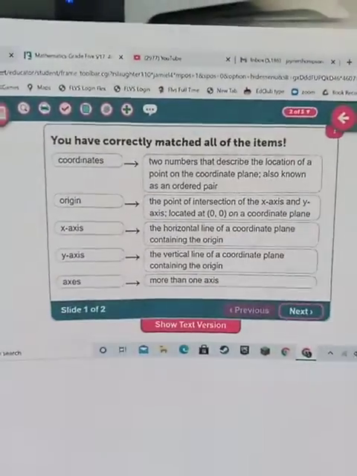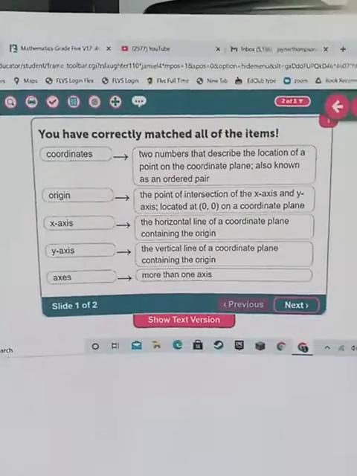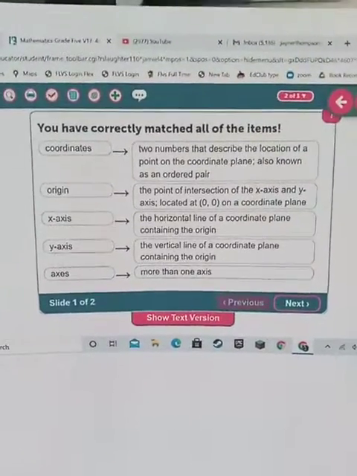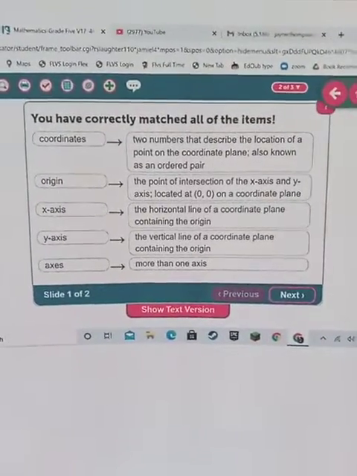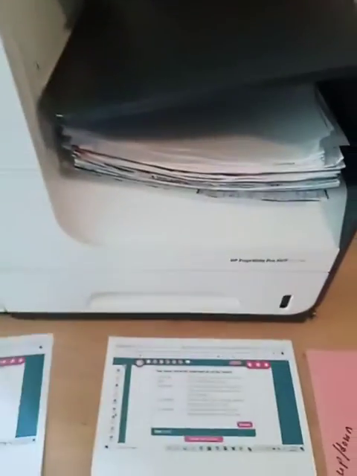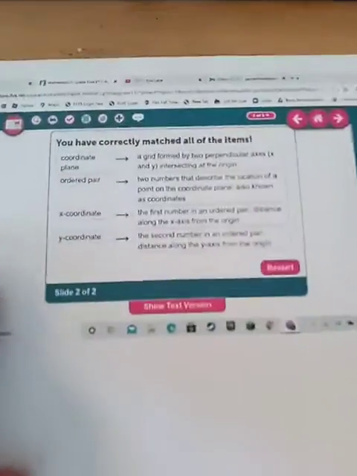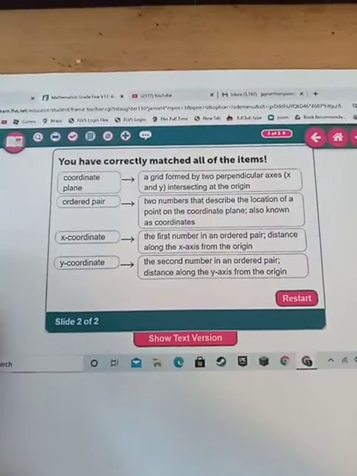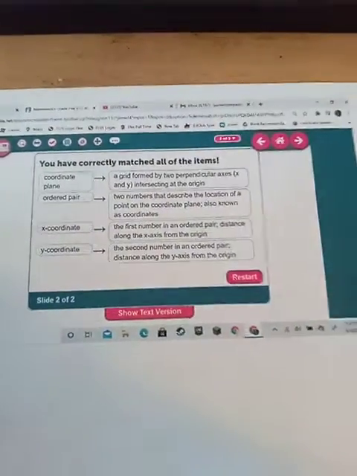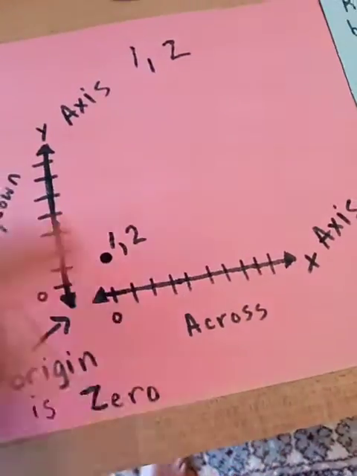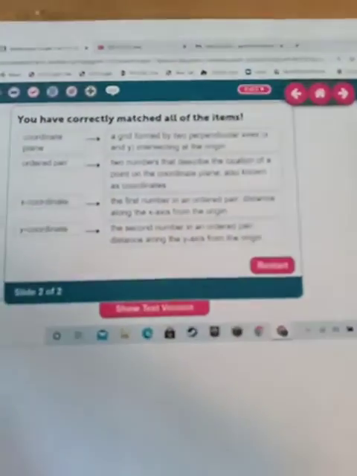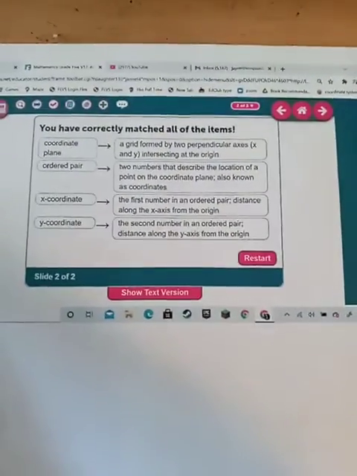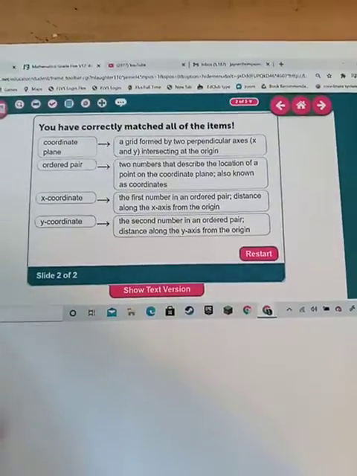So the x-axis is the horizontal line of the coordinate plane containing the origin. The y-axis is the vertical line of the coordinate plane containing the origin. And the axes are more than one axis, okay? A coordinate plane is a grid formed by two perpendicular axes, x and y. So you take this one and you put them together and it makes one. Where they intersect, that is the origin.